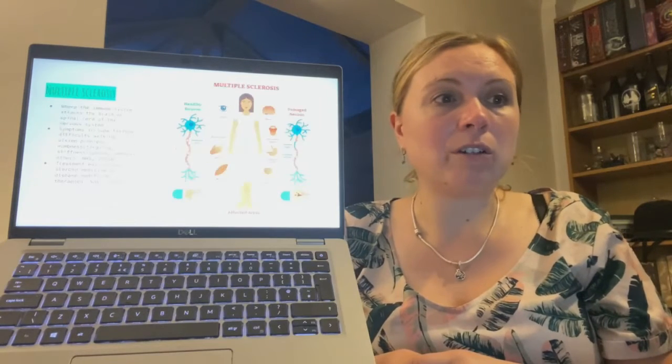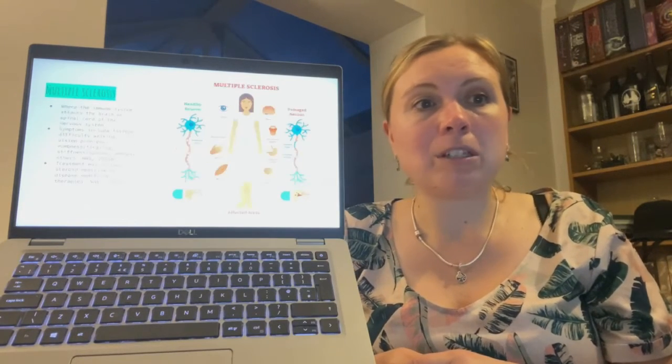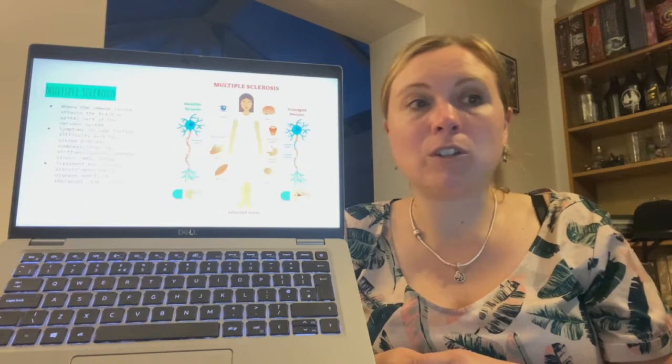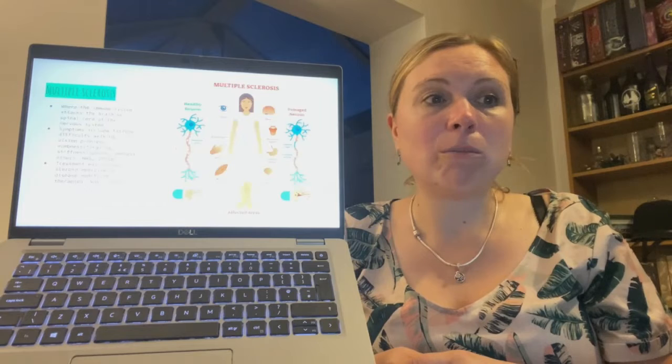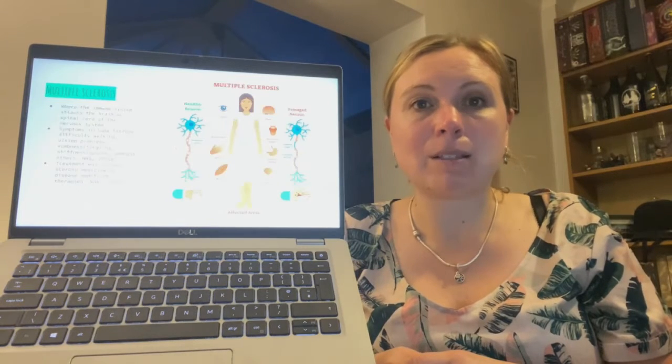Next, we have multiple sclerosis. This is where the immune system attacks the brain and or spinal cord of the nervous system, which results in fatigue, difficulty walking, vision problems, numbness, tingling, stiffness, and spasms.